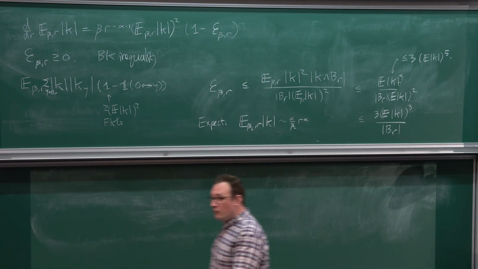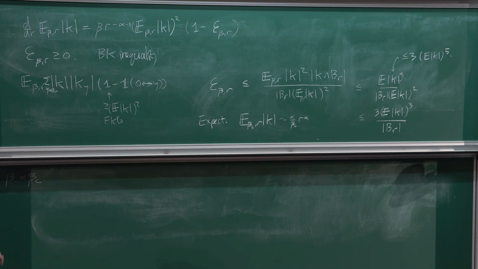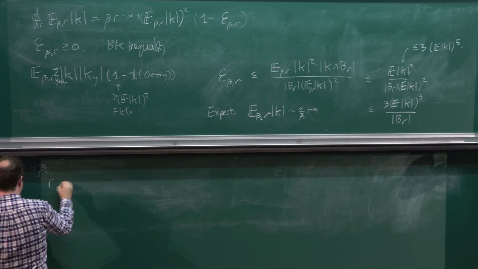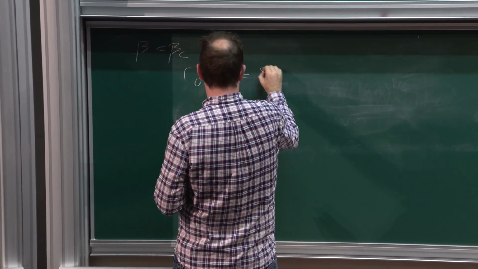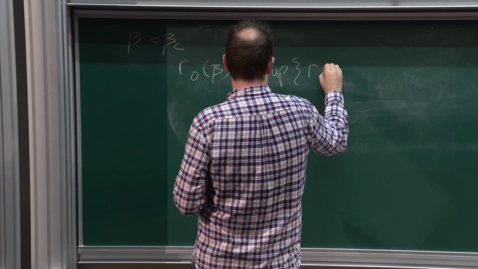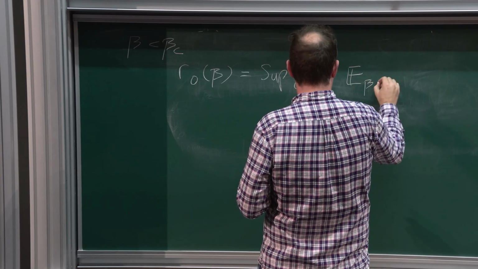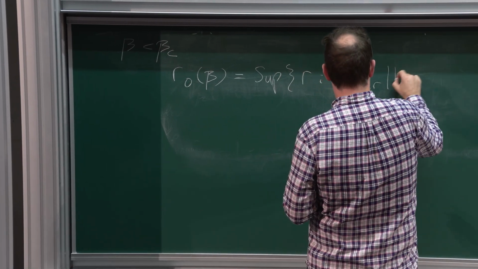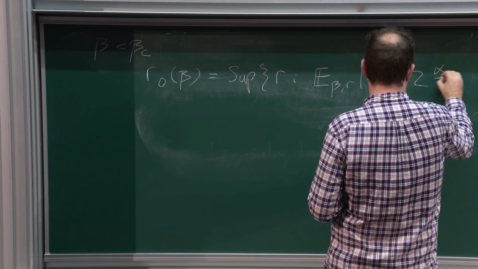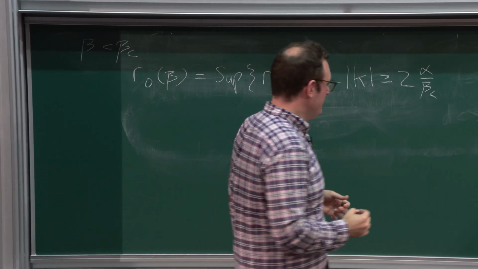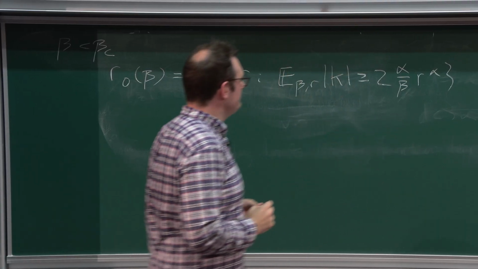So what we'll do is we'll say, suppose beta is less than beta c. So I can define R naught of beta to be, let's say, the supremal value of R such that this quantity is more than double what it should be at criticality. This 2 is completely inconsequential. You could use any constant here. In fact, let's use beta.